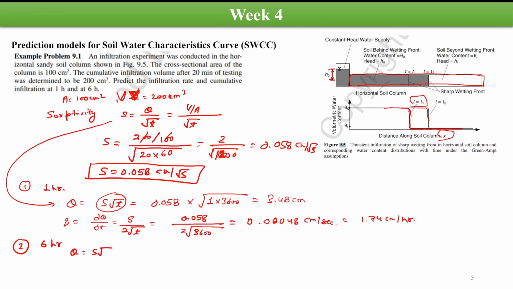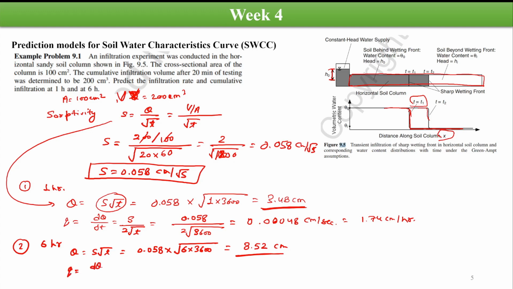Q will be nothing but Q under root S times under root of T. 0.058 will remain the same. Root of T will be 6 into 3600. That will be equal to 0.058 multiplied by root of 6 into 3600. So it will be 8.52 centimeter. At 1 hour, the infiltration was 3.48 centimeter. At 6 hours, the infiltration is 8.52 centimeter.